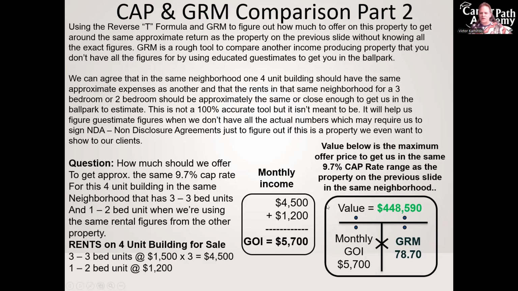So this is a quick, rough, dirty tool to get these figures without having to sign contracts, non-disclosure agreements, and these legal contracts just to figure out what the numbers are. You can figure out the numbers of another neighboring property in the area that's similar, that does publish all the information, and then use that information to figure out the cap rate, and then figure out the GRM for that property, and then apply that GRM to this property.